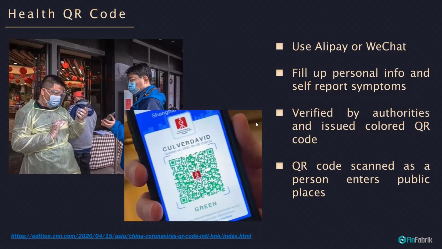Okay, so go back to our QR code. Citizens will be required to report their symptoms like a fever, fatigue, dry cough, or anything else. After this information is verified by the authorities, each citizen will be assigned a QR code in either red, amber, or green, which means confirmed, middle danger, or safe.